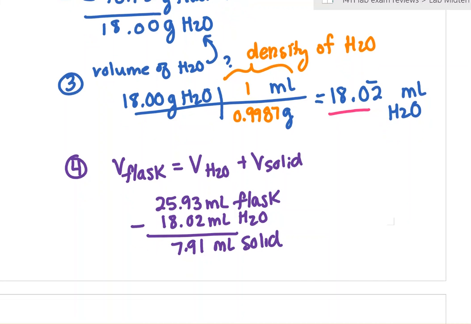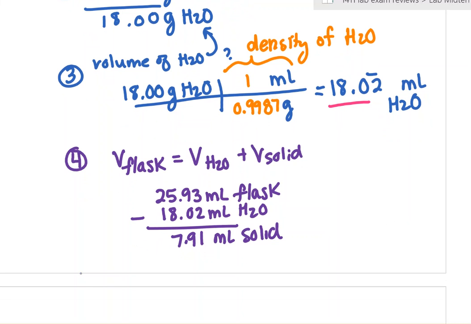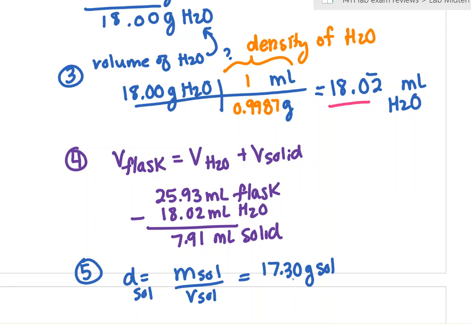Okay, and then our last step: we said the density of the solid is equal to the mass of the solid divided by the volume of the solid. And we have those two numbers now. Watching our sig figs, our volume only has 3 sig figs. And there's our density of our solid.